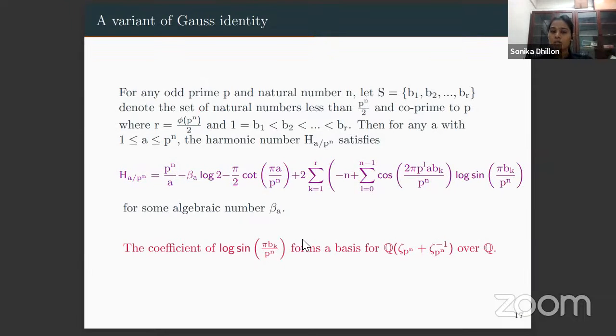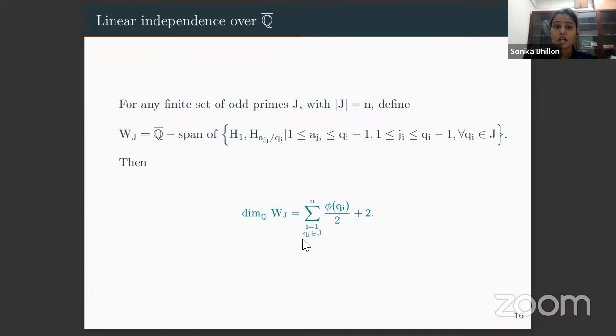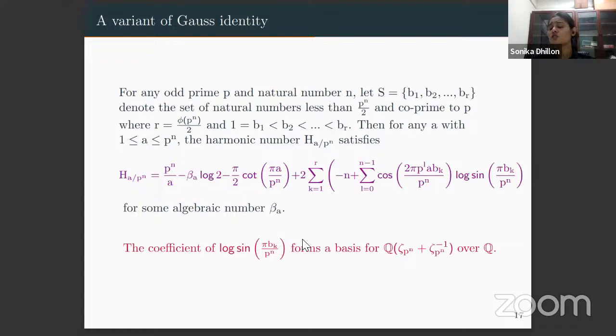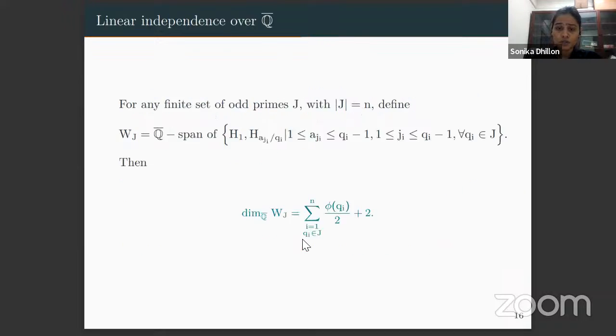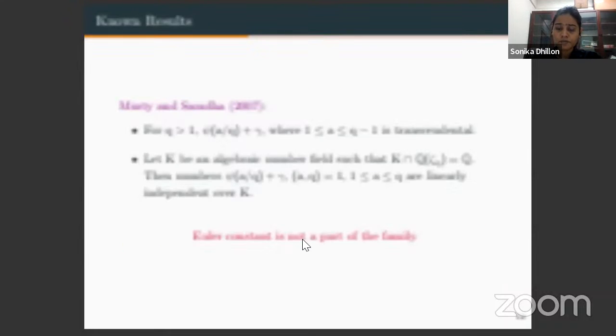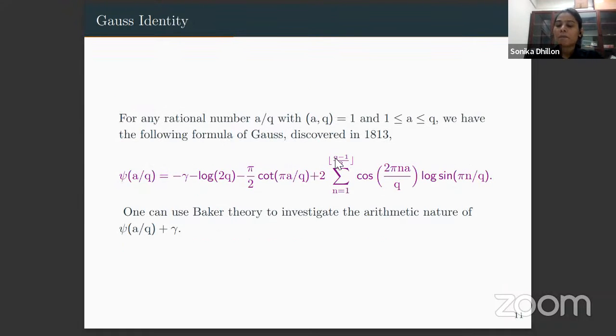Now, the previous one was for the case of any finite set of primes. Now what happens if, instead of primes, we have prime powers? For the case of prime powers, the idea that the logarithms of those numbers are linearly independent is not going to work, because in this case, say q is equal to p square minus 1 by 2.